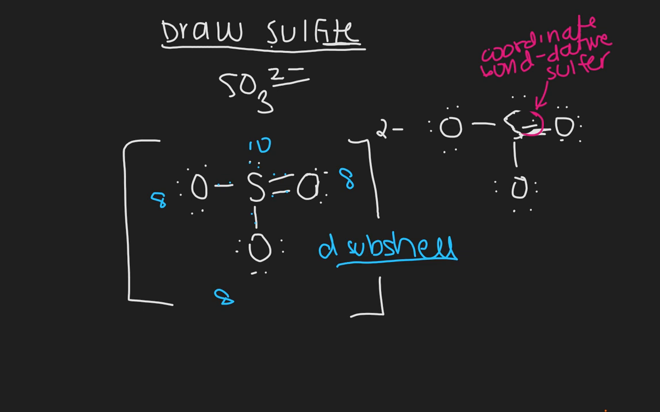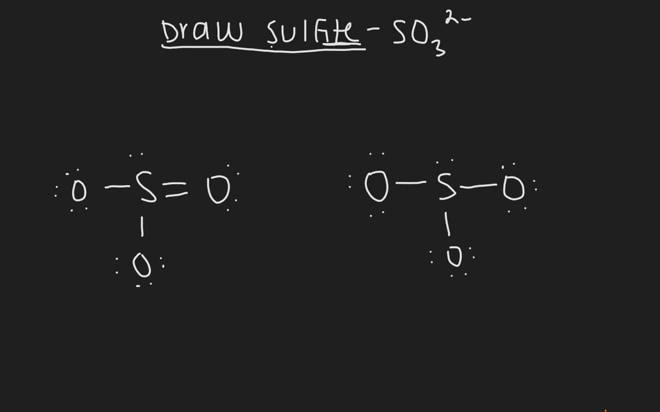So in order to see which one's right in this scenario, we have to use something called formal charges. And that's what we're going to be learning how to do in this video. In order to do a formal charge, what you're first going to do is cut these bonds in half.